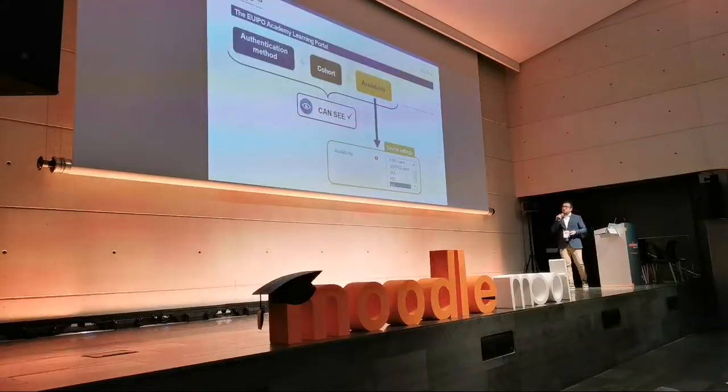So how do we manage all of this? With these three key elements: authentication methods, cohorts, and availability. Availability is a customization that we need to do. I'll just say that we're in 3.6. We come from 3.5 with some customizations over there, which we now call the course custom fields. We had to implement something similar.